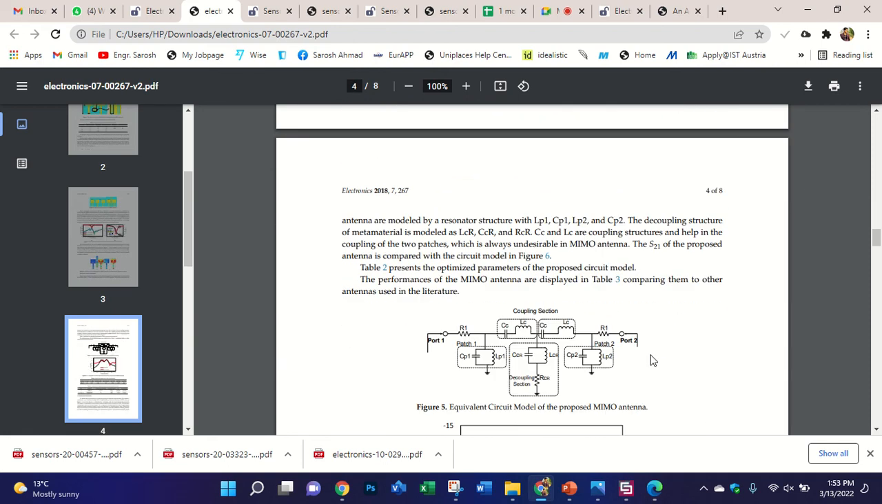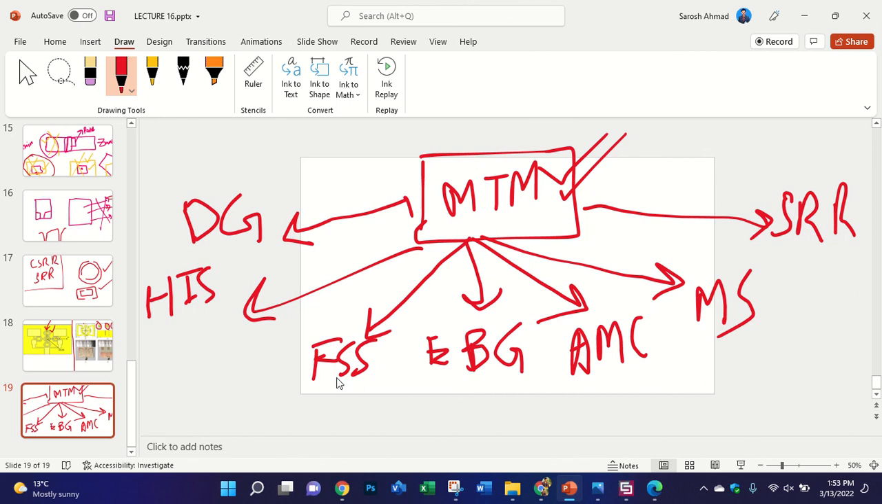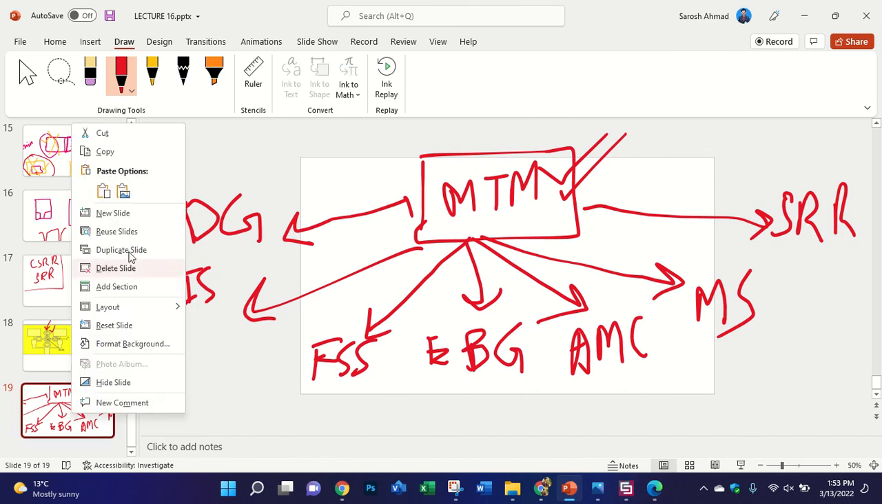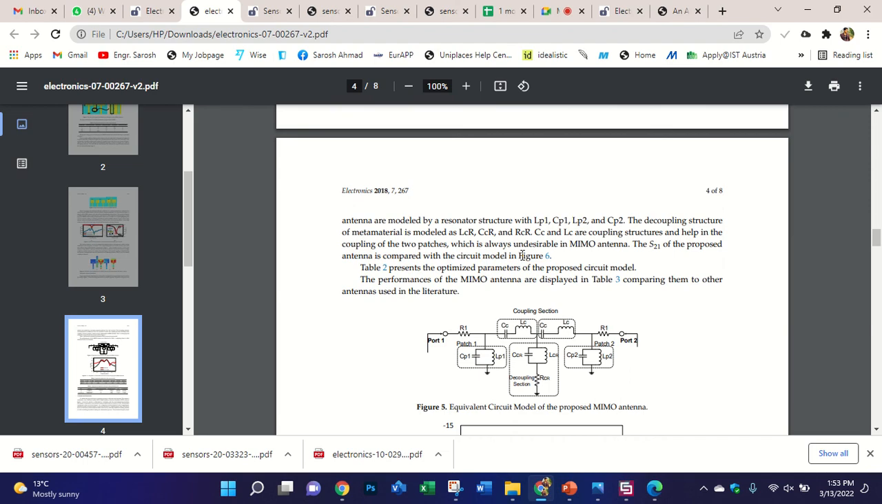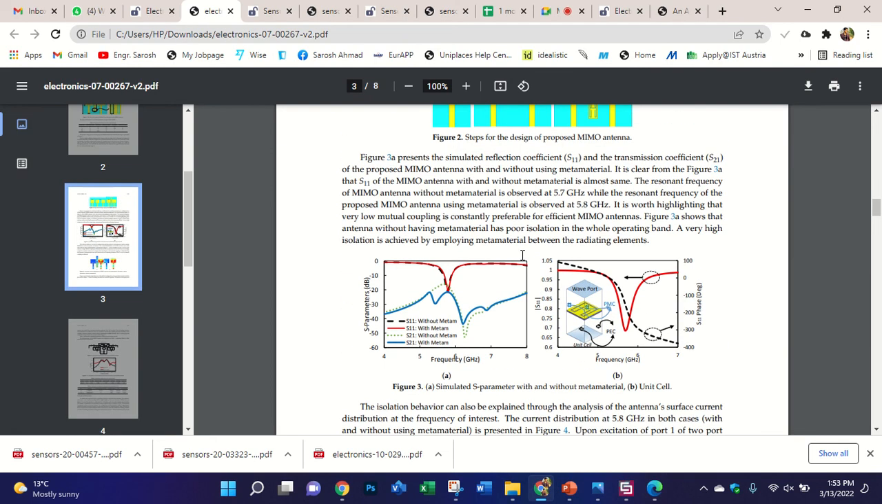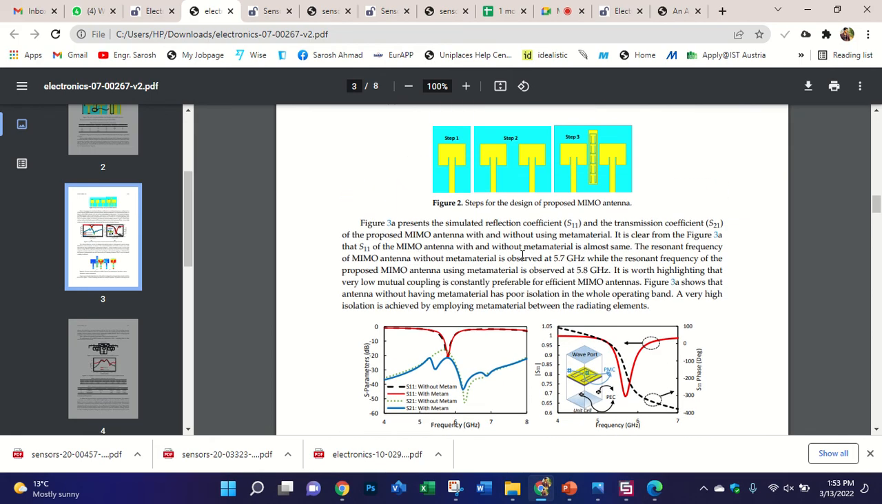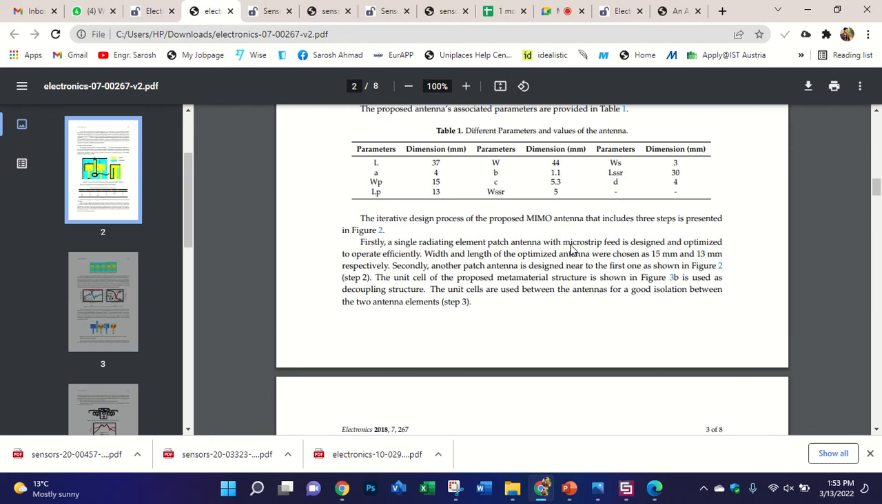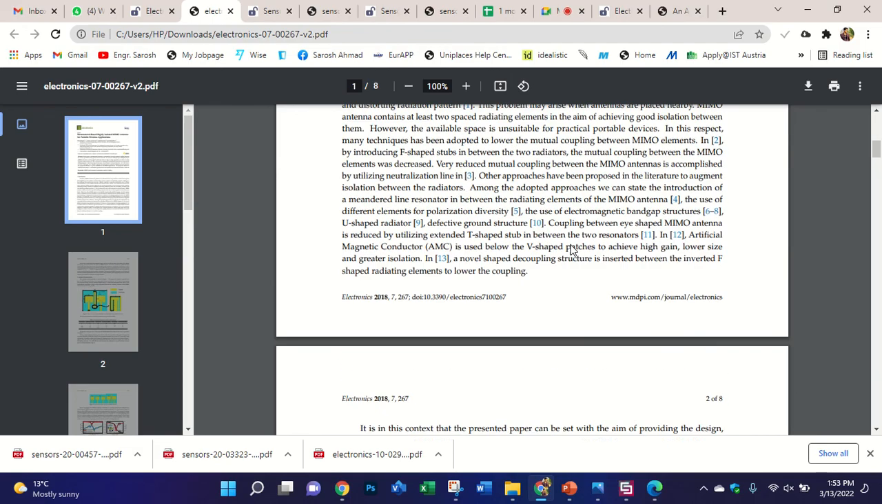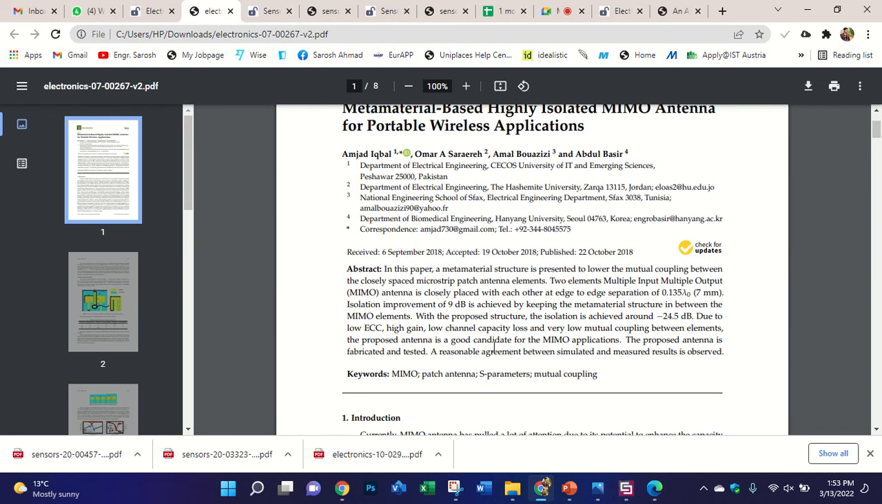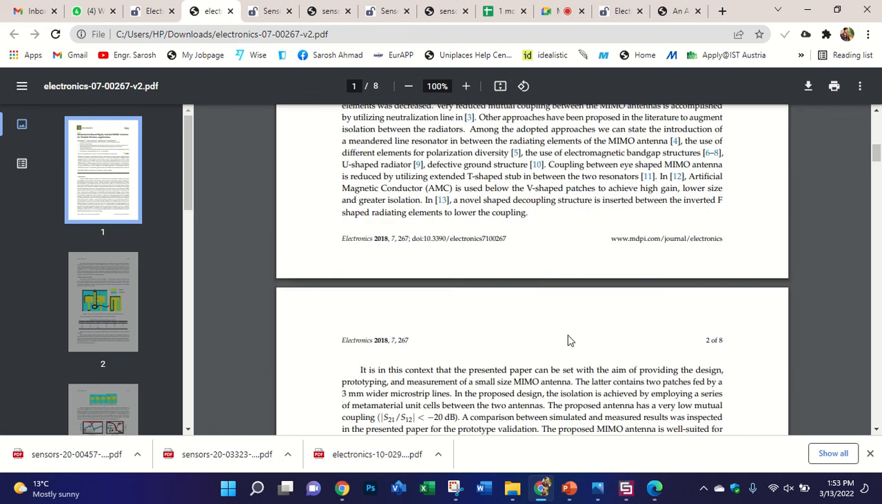Okay, what I understood is that, where is the HIS? You told me that in this case this metamaterial acts like HIS, a high impedance surface between the antennas. Did he talk about it here? I don't think he talked about this HIS. He just used this structure for isolation improvement.